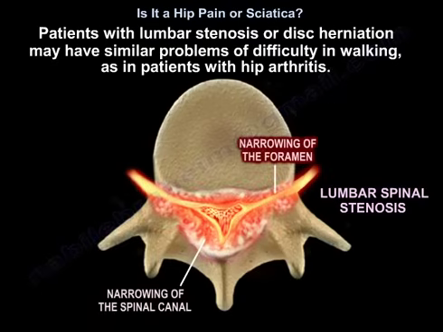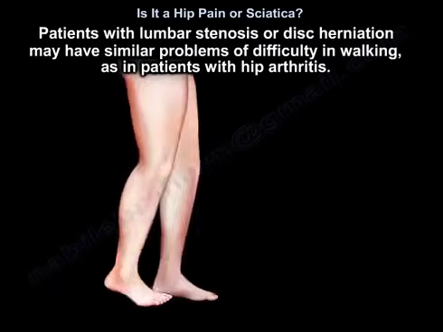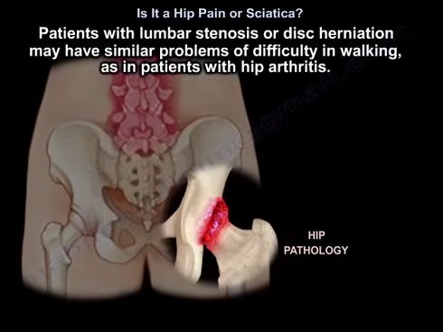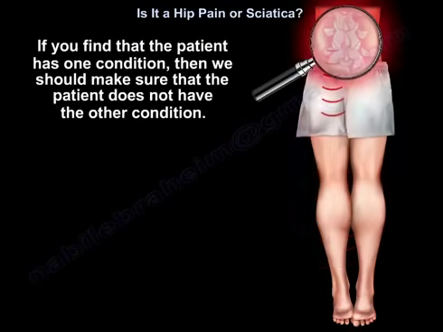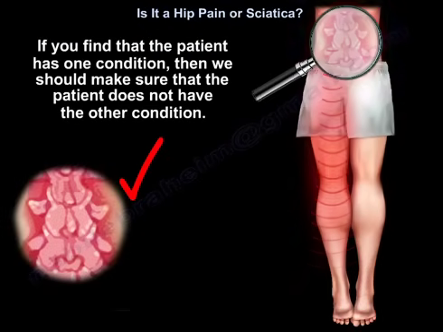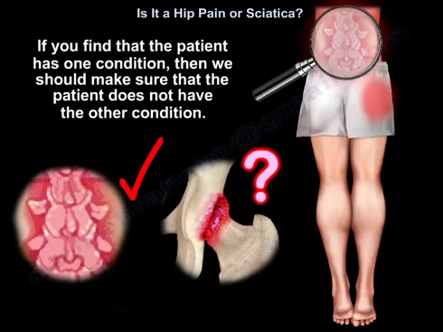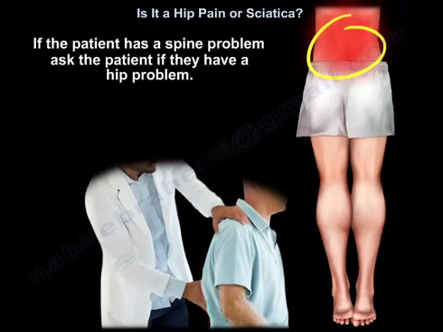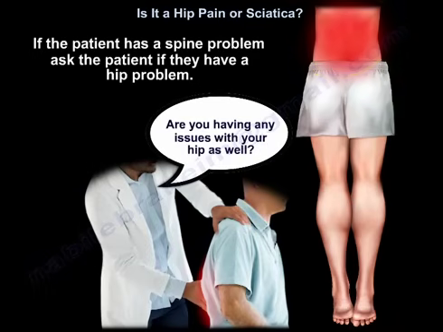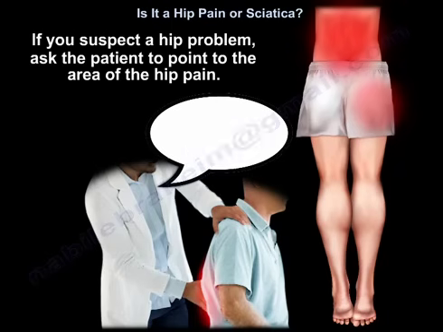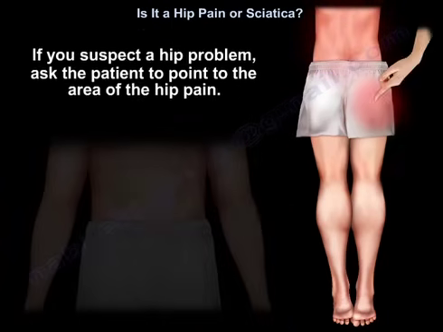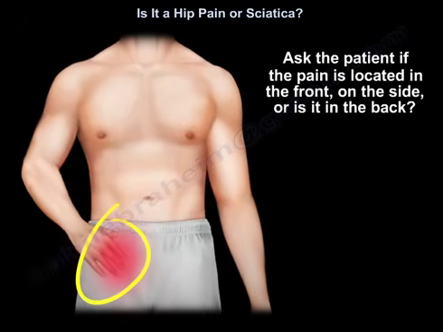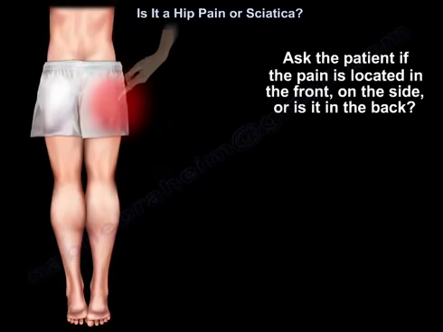Patients with lumbar stenosis or disc herniation may have similar problems of difficulty in walking as in patients with hip arthritis. If you find that the patient has one condition, we should make sure the patient does not have the other condition. If the patient has a spine problem, ask the patient if they have a hip problem. And if you suspect a hip problem, ask the patient to point to the area of the hip pain. Ask the patient if the pain is located in the front, on the side, or is it in the back?